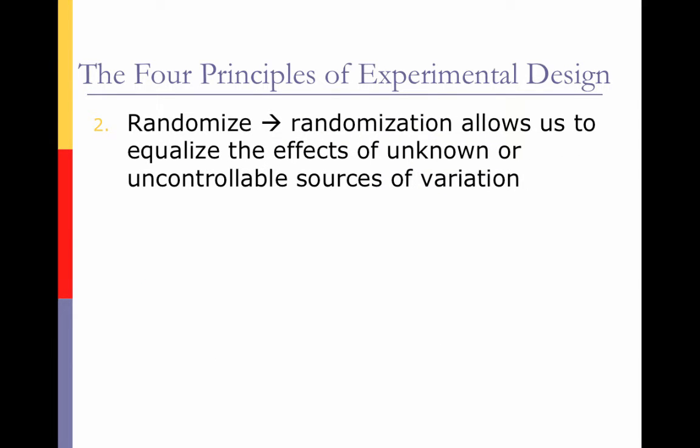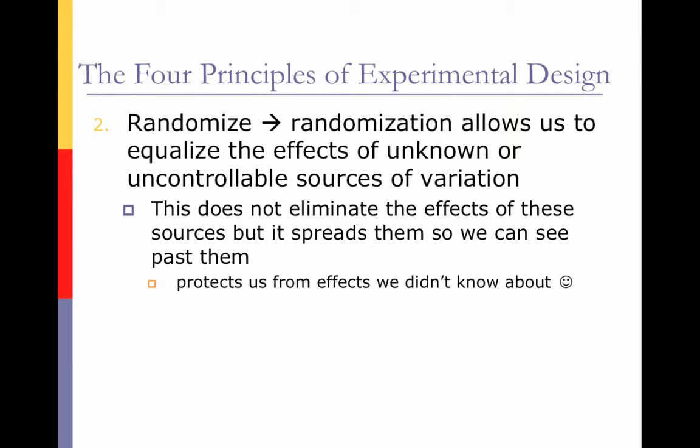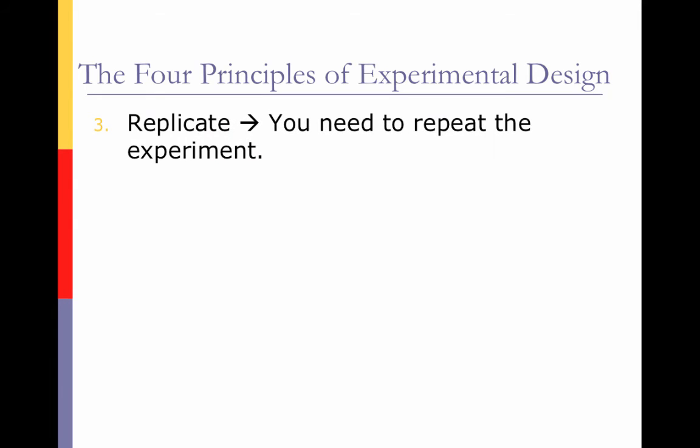The second principle is randomization. So randomizing allows us to equalize the effects of unknown or uncontrollable sources of variation. So if you have volunteers who suffer from migraines, and some people are going to be more severe than others, as long as you do a random selection, we'll get an even distribution of the severity that people suffer from migraines from. This does not eliminate the effects of these sources, but it spreads them out so we can see past them. And it protects us from effects that we don't even know about. So again, it's kind of like controlling as much as we possibly can. By randomizing, we're able to see past other things that may have an effect on our response variable because it'll evenly distribute them.